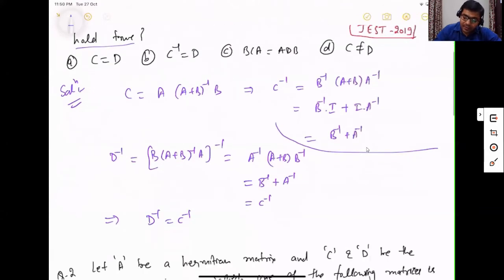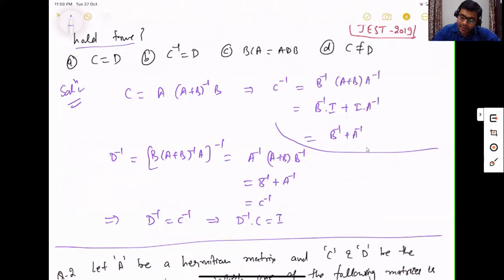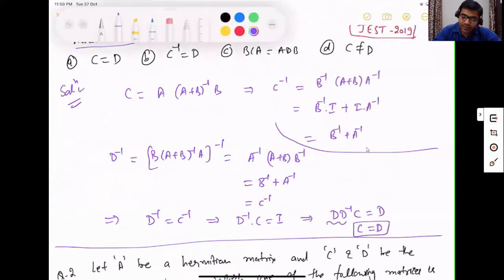Now if I operate C from the right, I get D inverse C is equal to identity, and if I operate D from the left, D inverse C is equal to D, and D inverse is identity, so C is equal to D. So which option is correct? Option A is correct.